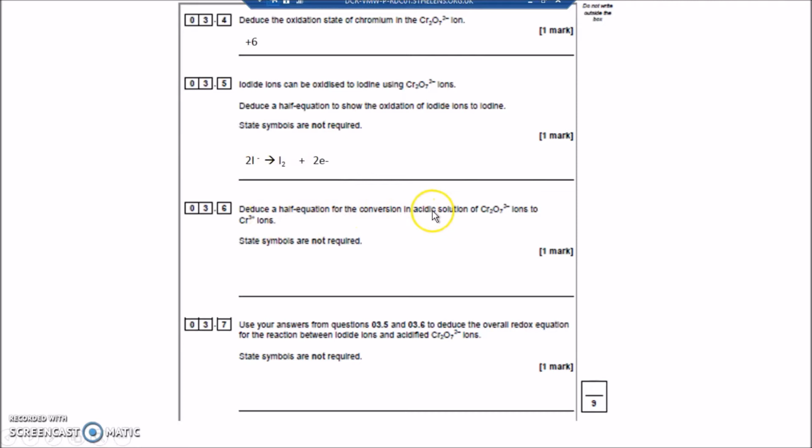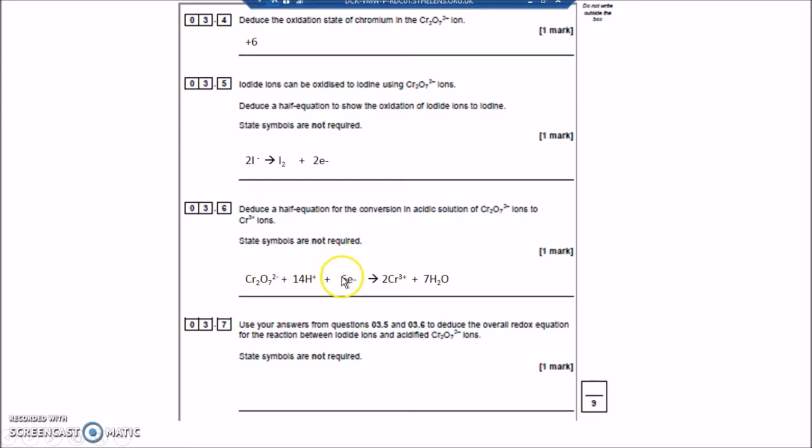Deduce a half equation for the conversion in acidic solution. That's important. Acids produce H pluses, so we're going to need some H pluses for Cr2O72- ions going to Cr3+. You'll see the problem: if I've not got H pluses, with Cr2O72- going to Cr3+, where would the oxygens go? They've got to go somewhere. That's why you need H+. When you're balancing half equations, you're always allowed to put H pluses in, and you're always allowed to make water. Those are two things you're always allowed to introduce. And it gives you a clue by saying acidic solution here anyway.